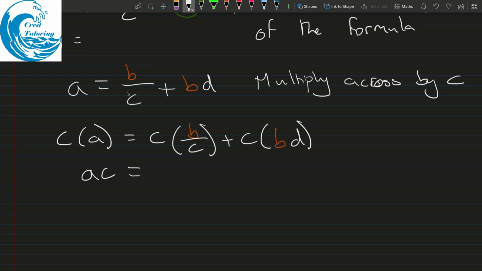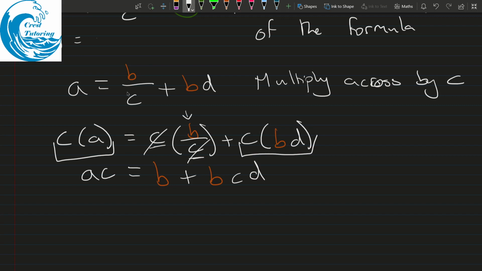Okay, so if we multiply those out, we get ac equals these two c's. So if we have b on its own and we multiply it by c and divide it by c, then we're still just left with b. Okay, so we can cancel those, and that's just going to equal b. And then this is going to be plus bcd. Okay, you can write those letters in any order you want because they're being multiplied by each other, so it doesn't matter the order that you write them.